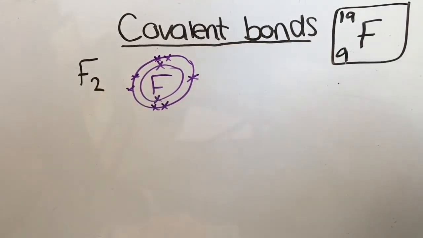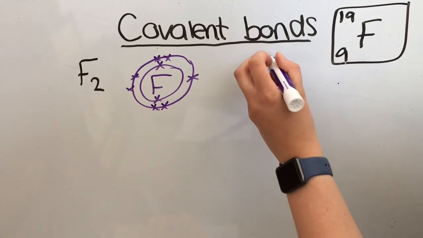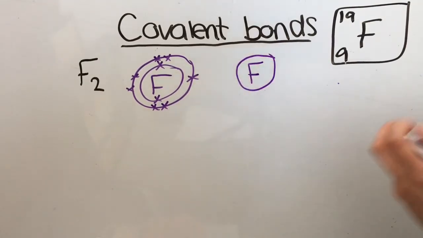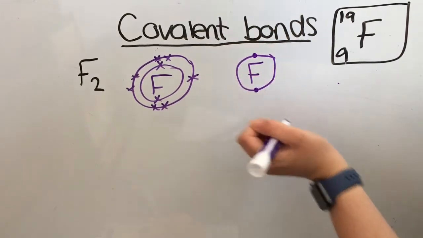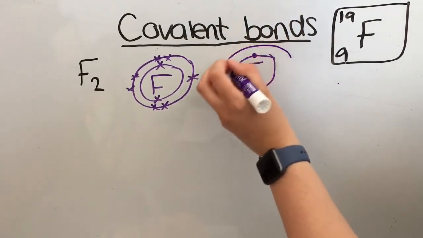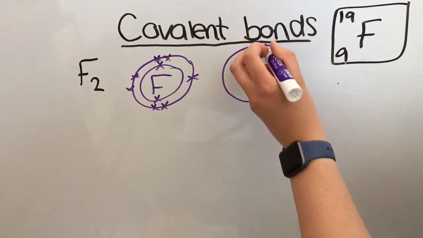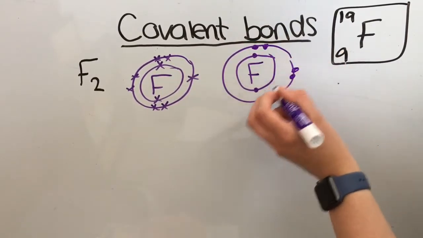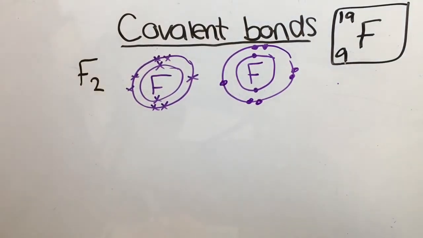I'm going to draw the same out for the other fluorine atom. I am going to draw it with dots like I did for the ionic bonding. That is simply to show that they are different electrons. So 2 in the first shell, and then in the second shell I'm going to draw 7 again, because fluorine only has 9 electrons.